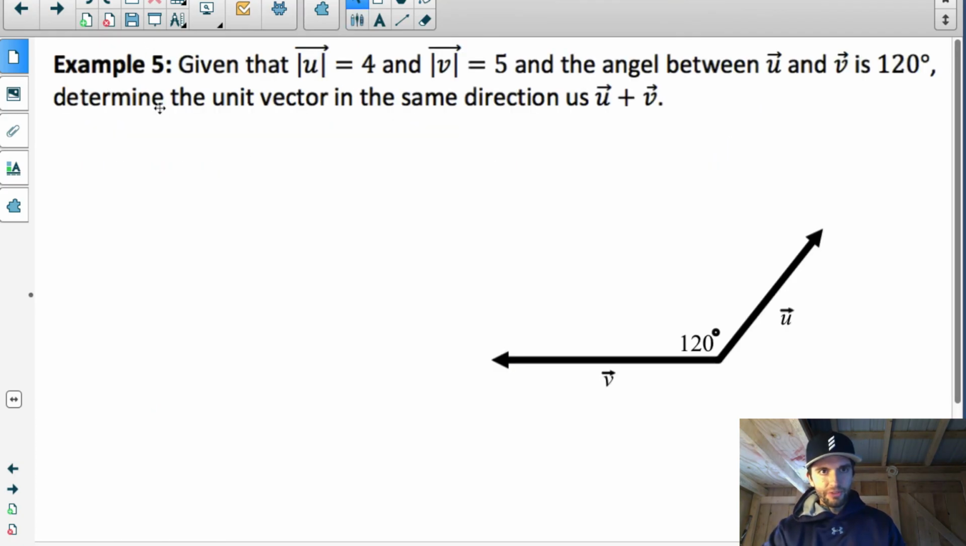So the last example is example 5. Given the magnitude of vector u is 4 and the magnitude of vector v is 5, and the angle between u and v is 120 degrees, determine a unit vector in the same direction as u plus v.